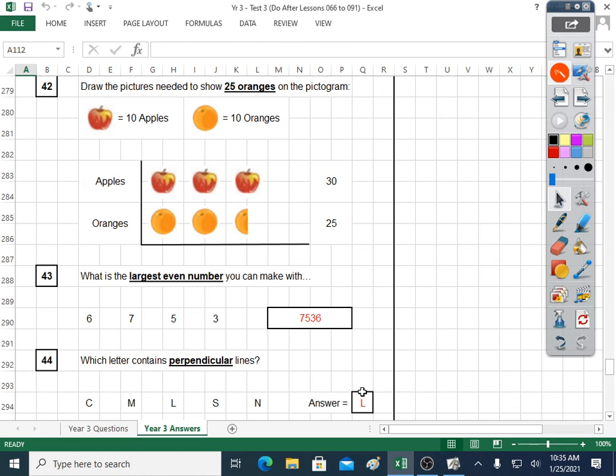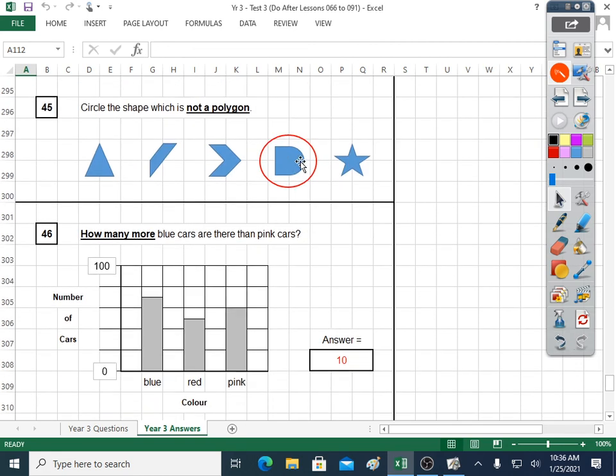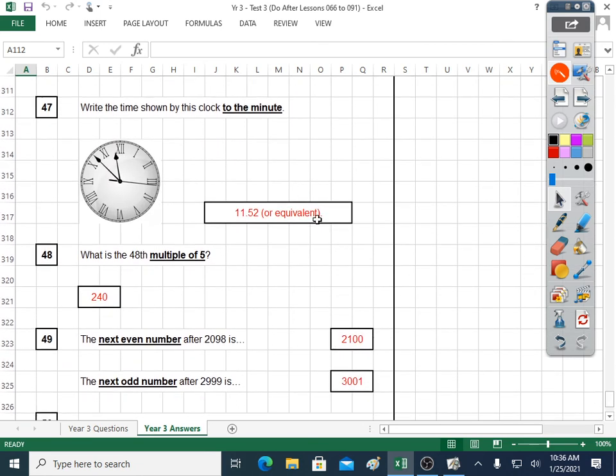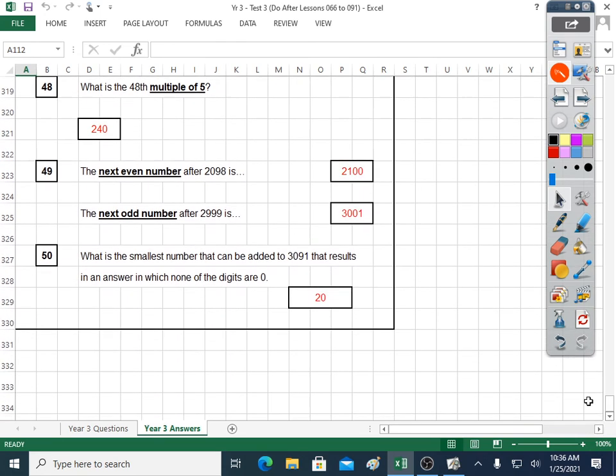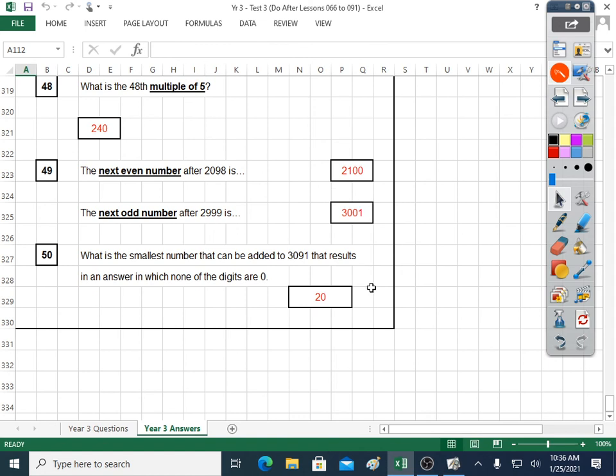If your name begins with L, you have perpendicular lines in the first letter of your name. Other letters have that as well. H or E, many more probably. 45, circle that one. 46, the answer is 10. 47, 1152, 48, 240, and then 49 and 50. The hardest questions, I think, especially question 50. I had to think about that one a lot.